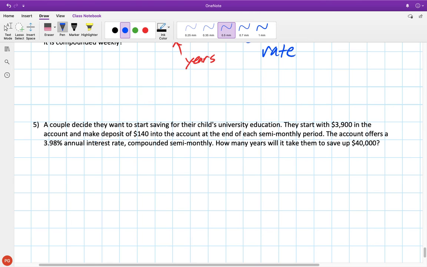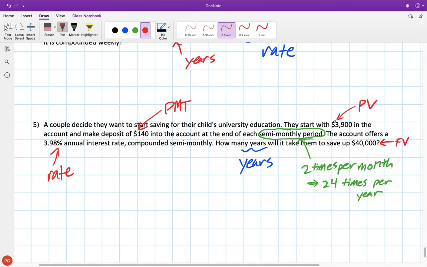The last question here is a couple deciding they want to start saving. They have $3,900 making a deposit into the account at the end of every semi-monthly period. The account offers 3.98% annual interest rate, compounded semi-monthly. How many years will it take for them to save up $40,000?